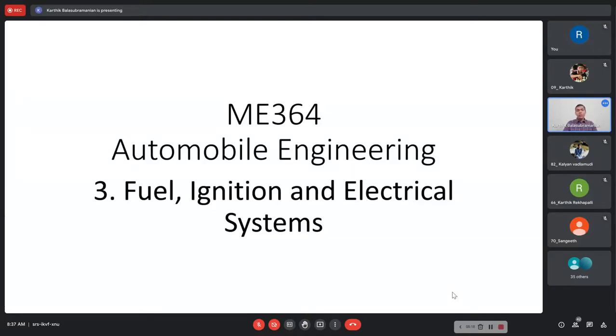Ignition system is about igniting the fuel and then the burning of the fuel inside the cylinder. And then electrical systems talk about what? Spark initiation. That's an ignition system for an engine. In the ignition system, you have the spark plug and spark ignition and all that. Electrical systems, what comes in electrical systems? Starter motor. Yes, starter motor.